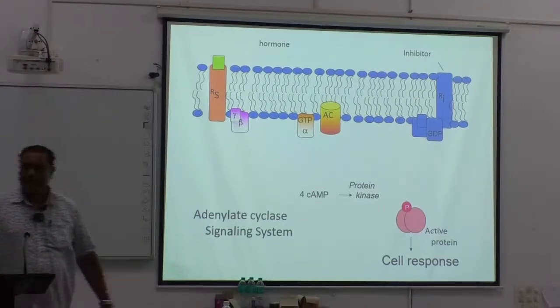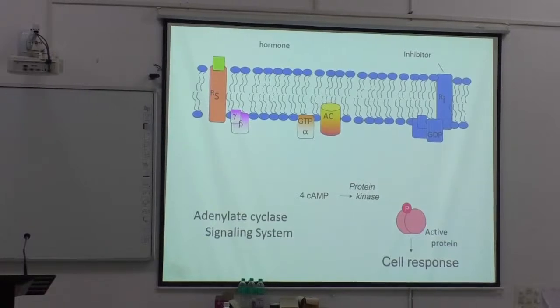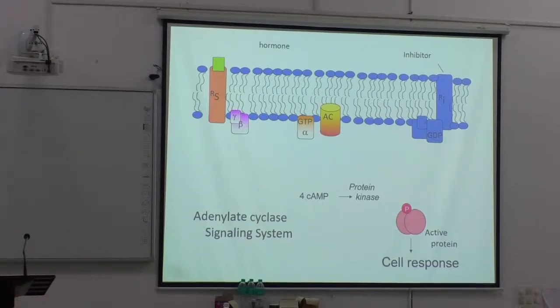What is RI? This is S, meaning stimulatory. I means that it is associated with G alpha I, the inhibitory G alpha subunit, right?